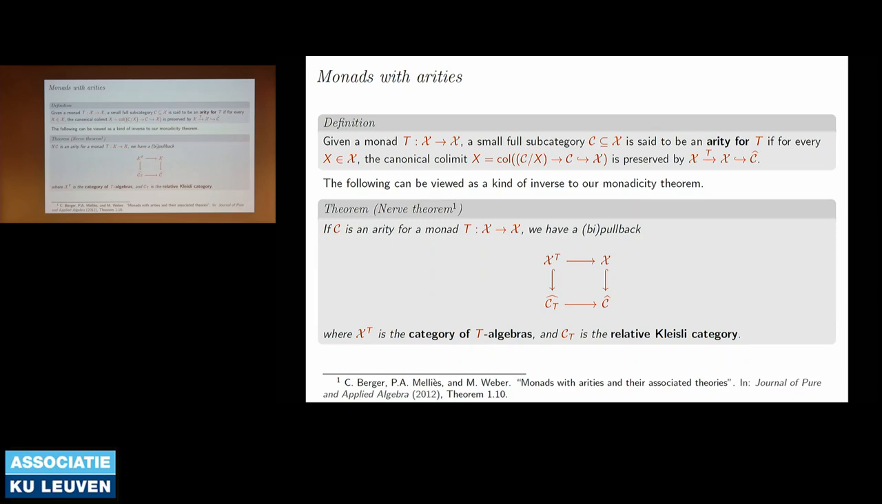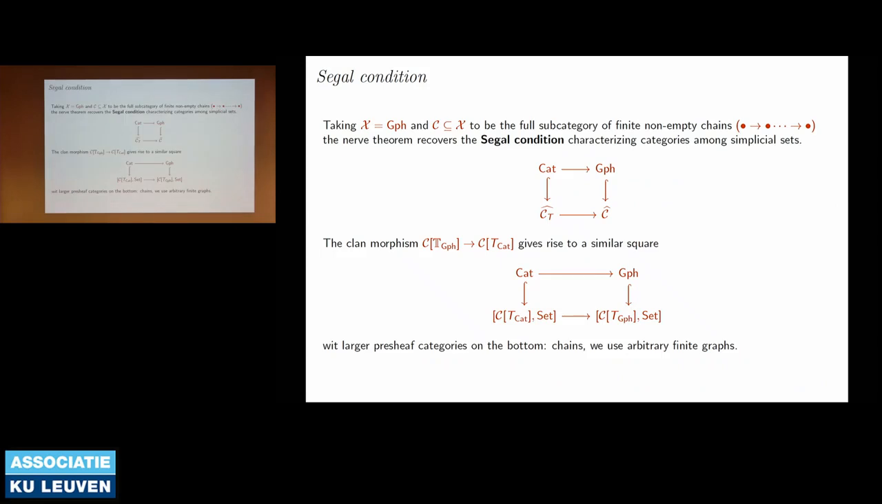So one major intuition about this density theorem is that you recover the Segal condition if you take X to be the category of graphs and you take the dense small full subcategory to be the graphs that are finite non-empty chains of this form. And then in this diagram, on the bottom left, we get some relative Kleisli category, and that's gonna be precisely the simplex category. And I should have written delta here.